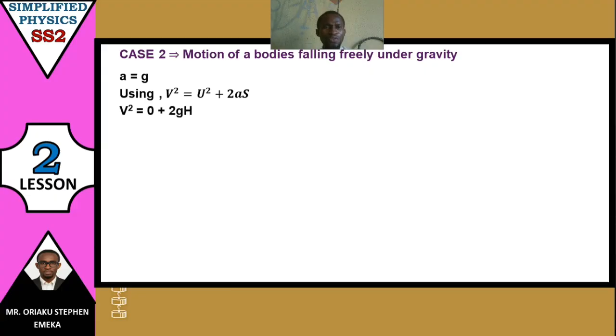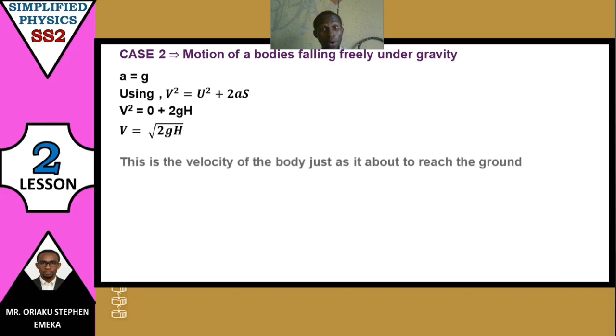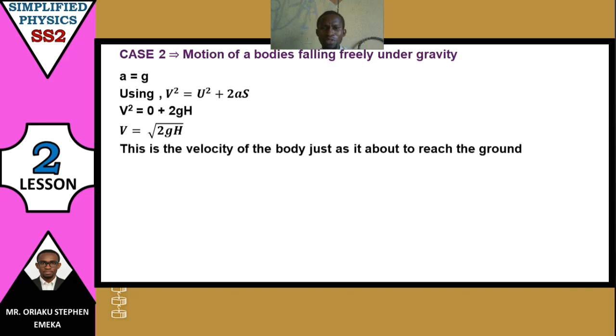inputting those values: because the body is coming down, the initial velocity will be 0. So v squared equals u squared, where u is 0, plus 2gh. So the velocity at which it will touch the ground is v equals the square root of 2gh, where h is the height from which you are dropping the body. This is the velocity of the body just as it is about to reach the ground.